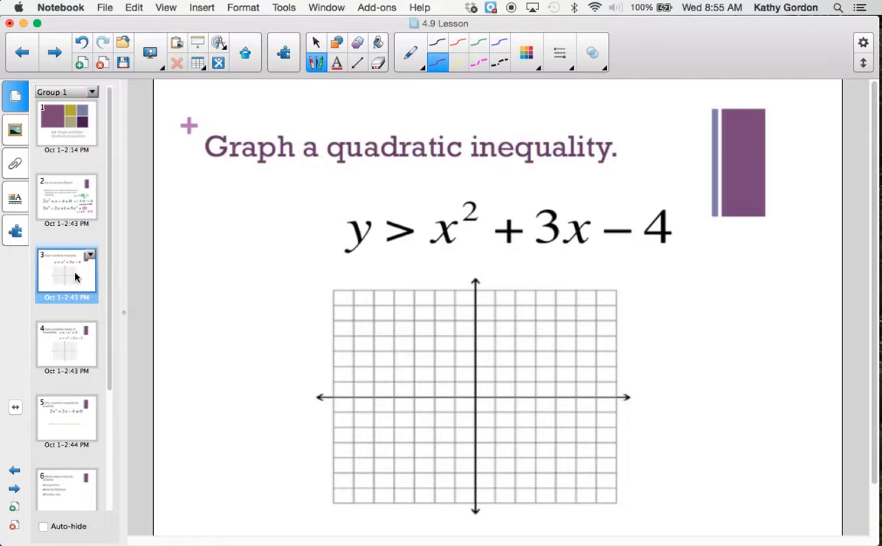I want you to take your knowledge from those two things and try to put them together to see if you can figure out how would you graph y is greater than x squared plus 3x minus 4. So I want you to try it first, and then we'll talk about what you did.